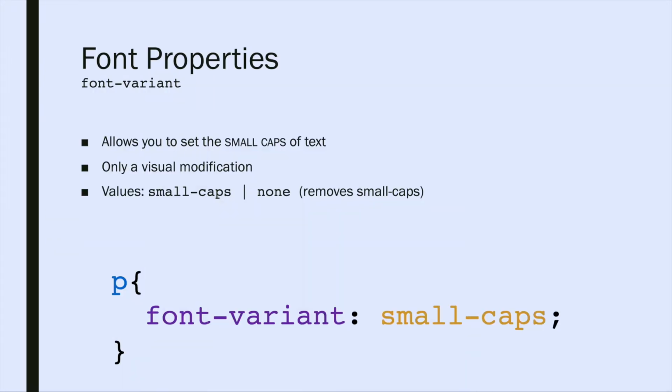Font variant allows you to set the small caps of text. This is only a visual modification and doesn't actually modify the text in any representation, emphasis, or modification whatsoever. It is purely visual. The values are small-caps, with the dash between the two words, and none, which removes the small caps. So in this example, the P selector, the font-variant property, and the value is small-caps.